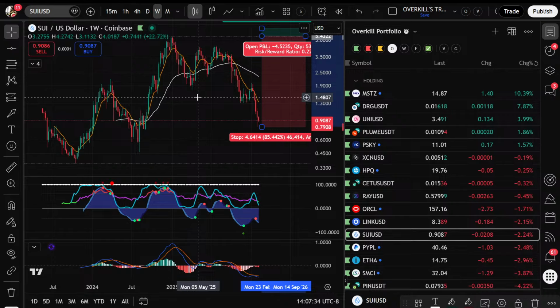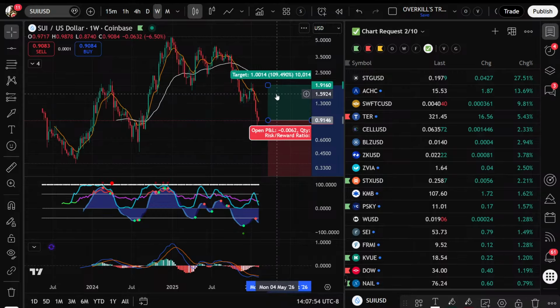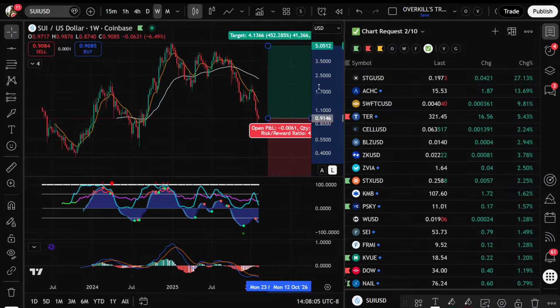Down 85%. A bear market is by definition a market dropping, I think it's like 20 to 30%. We're down 85% on SUI right now. From the top. So if this goes back up to $5 one day, and SUI's a growing project, it's not just some meme coin. It's an actual project, an actual technology that people are utilizing and investing into. If that goes back up to 5, you're going to make 450%.